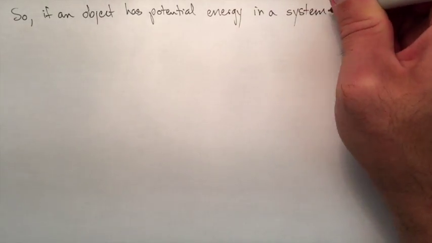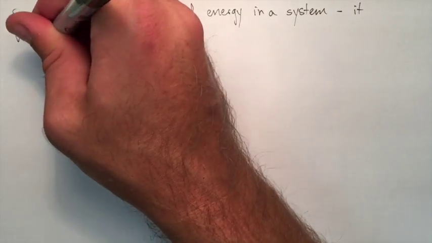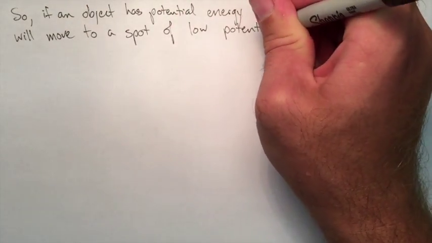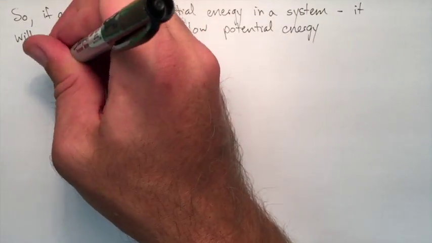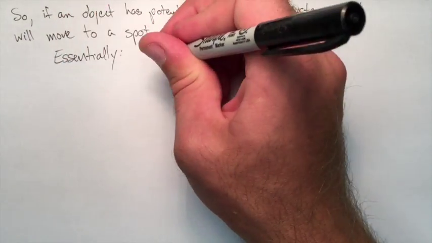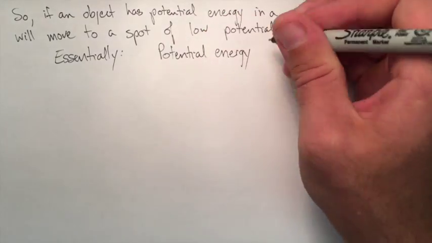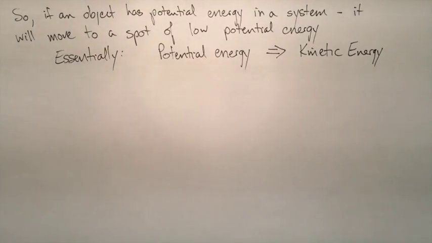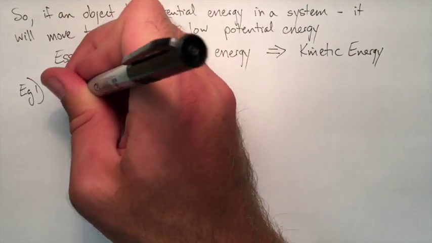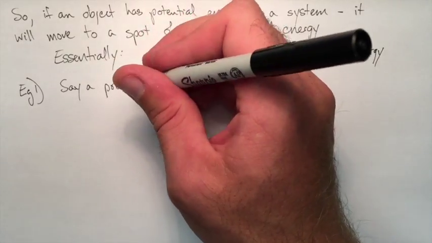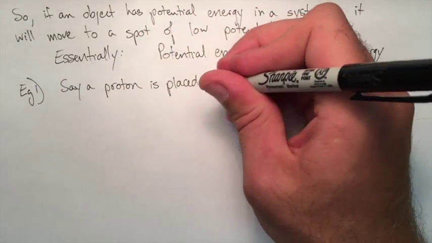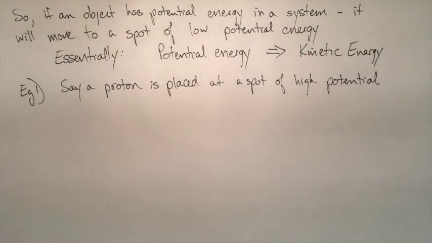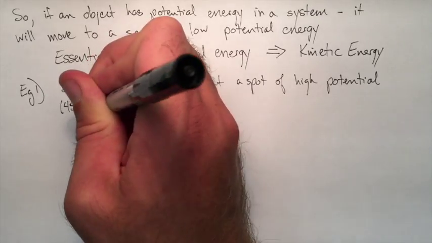So again, coming back to that central idea that objects always want to move to a position of low potential, we're going to actually do a question here involving that concept. So we know when a ball is rolling down a ramp, it's going to turn that potential energy into kinetic energy, right? It turns that gravitational potential at the top, it rolls down and it converts it to kinetic energy. The same thing here will happen to a charged particle in an electric field. Let's say a proton is placed at a spot of high potential, and that potential will be 450 volts.